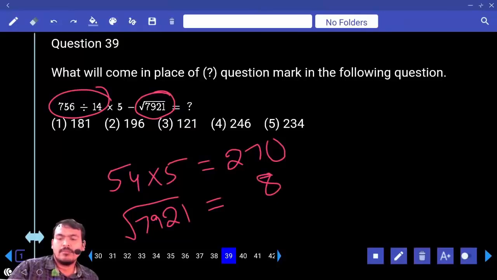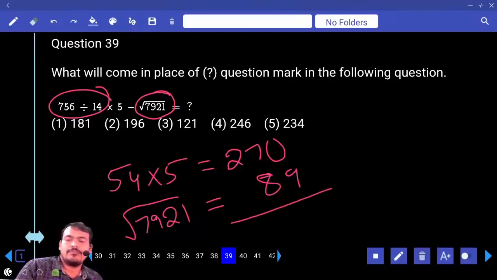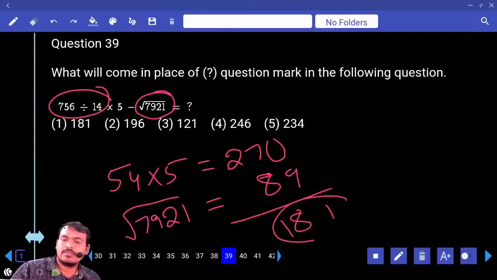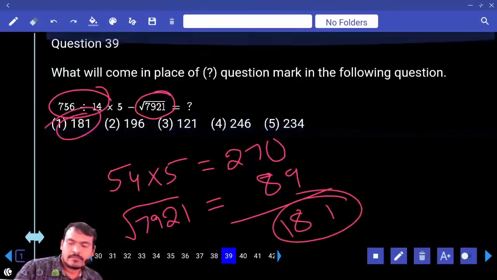89. Because it is less than 90 square, or not? Less than 90 square means it will be taken as 89. 270 and 89, what is the difference? 10 minus 1, 10 minus 9, 1. 26 minus 8, 18. It is 181.